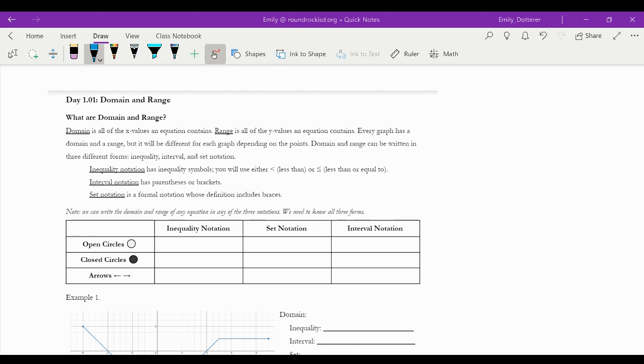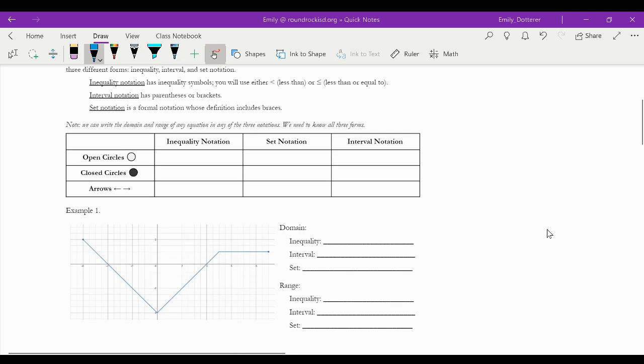Okay, so today what we're going to look at is domain and range of different functions. So remember that domain is all of the x values and the range is all of the y values. There are different notations in which we can write domain and range. We are going to look at inequality, set, and interval notation this year.